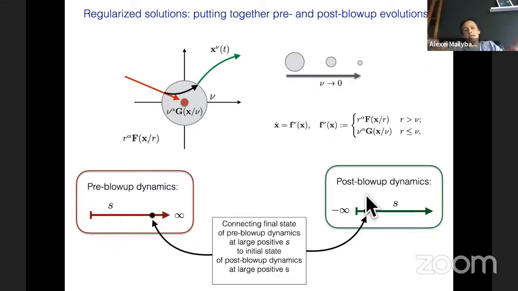So we have exactly the same dynamical system describing pre-blow-up and post-blow-up, and there is a connection. The far future point of the pre-blow-up dynamics is linked to the far past moment of time for the post-blow-up dynamics. And this is the whole role of the regularization. Regularization makes a connection of a future point on the pre-blow-up dynamics to the past point of the post-blow-up dynamics. And then by shrinking this ball to zero, it means that it will be infinite future to infinite past.